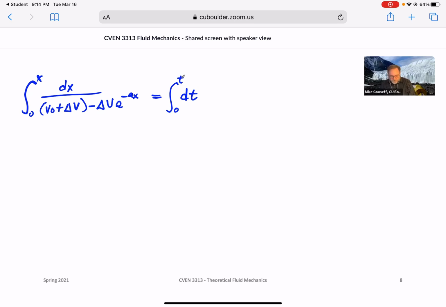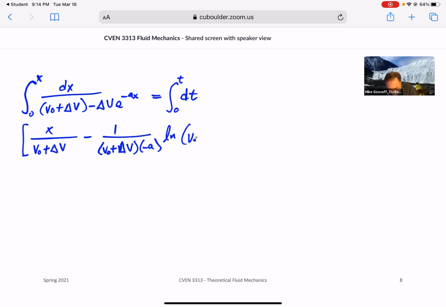We could take this one step further and provide sort of what this evaluation looks like. And so if we do work out these integrals, we would get x over v naught plus delta v minus 1 over v naught plus delta v times minus a times the natural log of v naught plus delta v minus delta v e to the minus ax, and that would be evaluated from 0 to x. And on the right-hand side, we just say is equal to t, right? If we integrate dt from 0 to t, we just get t.